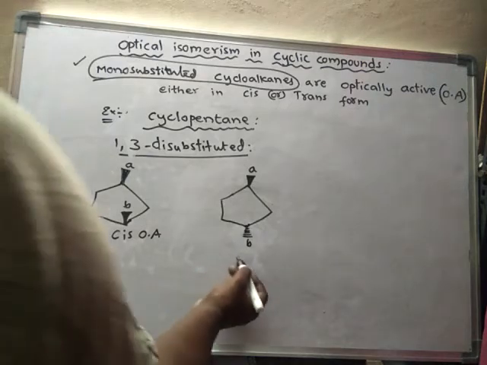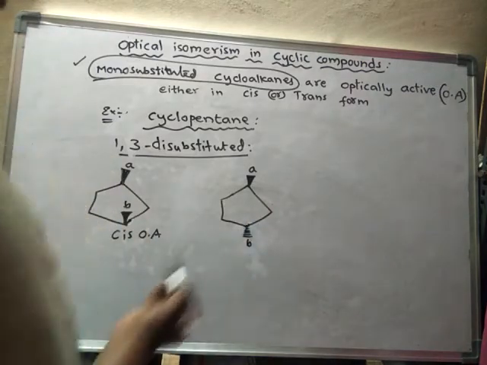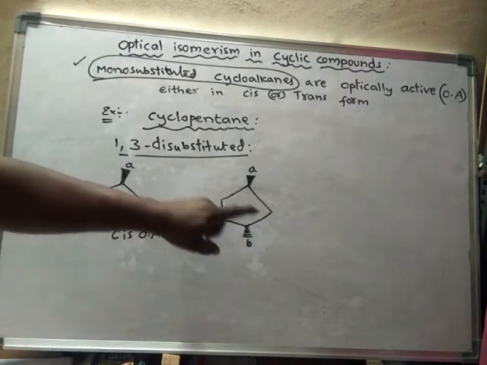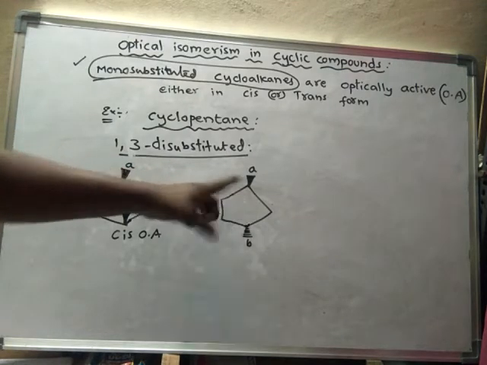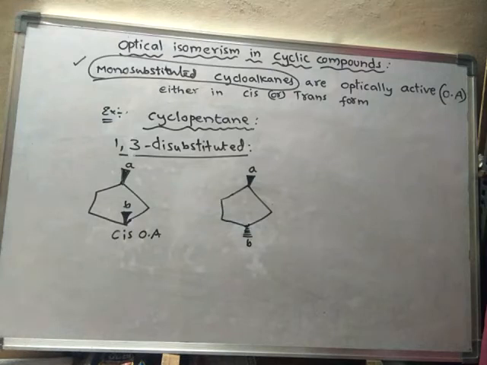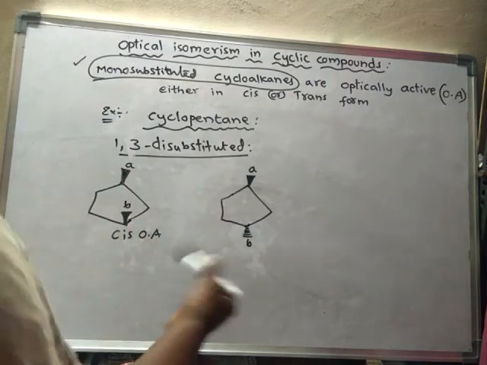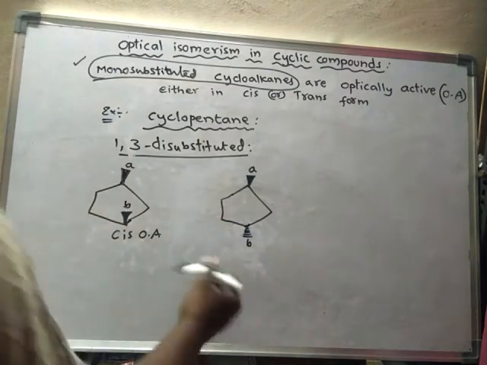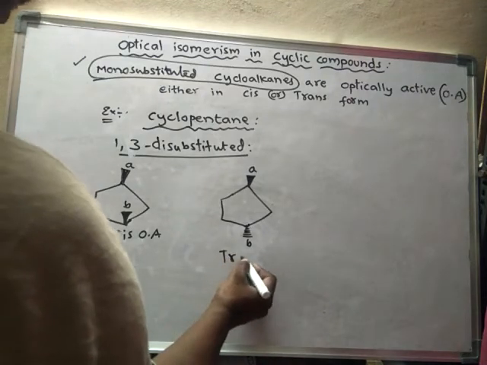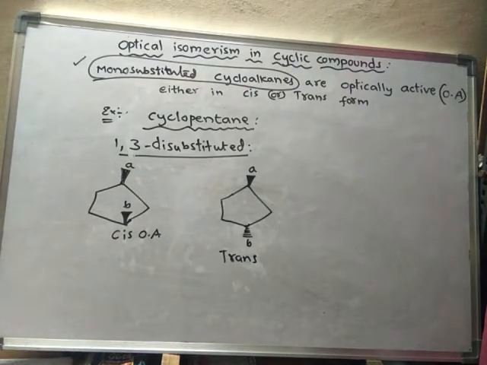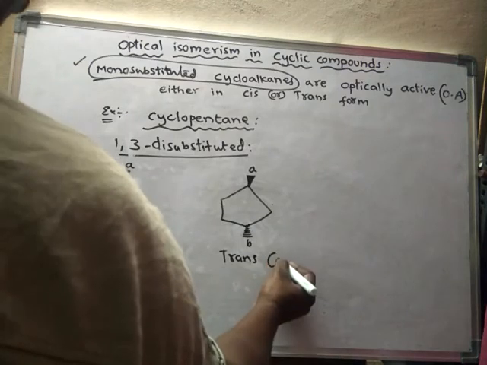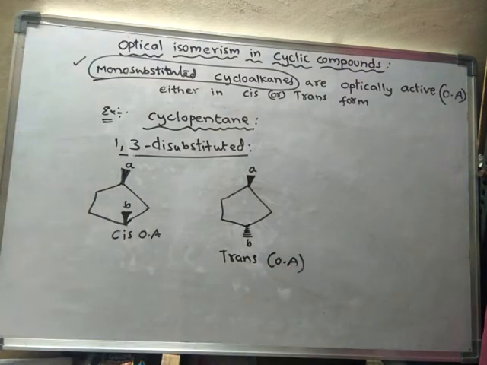So here it is a trans form because this hydrogen is above the plane, then this hydrogen will be below the plane. So these two are in trans configuration. Hence it is a trans isomer. There is no plane of symmetry or center of symmetry or else alternating axis of symmetry. Hence it is also optically active.